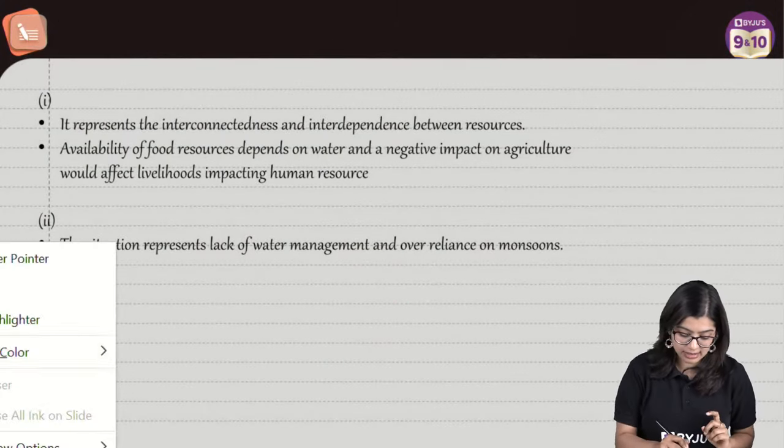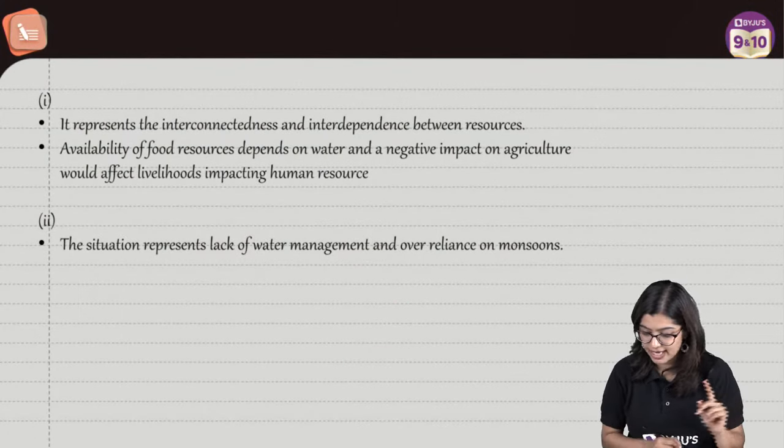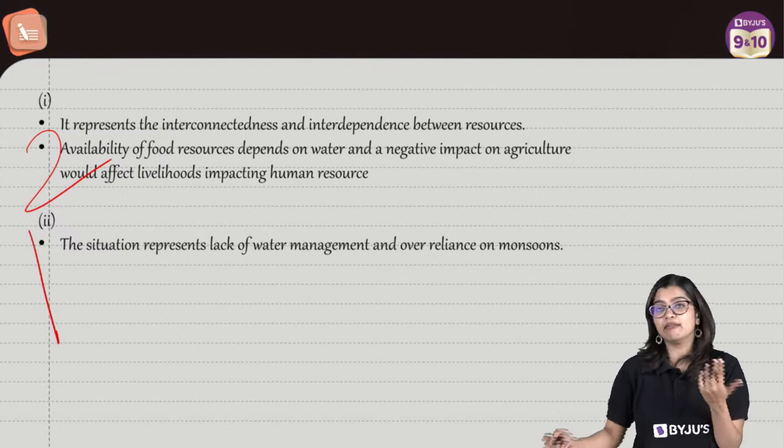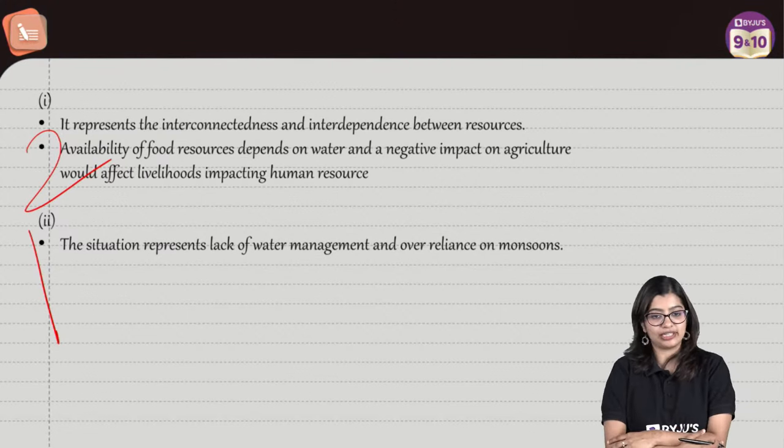So when you are writing the answer, they have given you the mark split up, right? So they have given you 2 marks for the first part and 1 mark for telling how we have not managed the water properly.